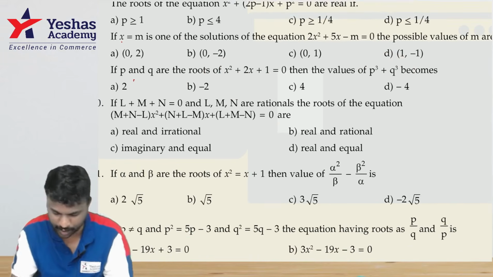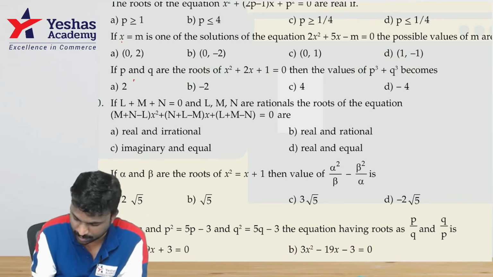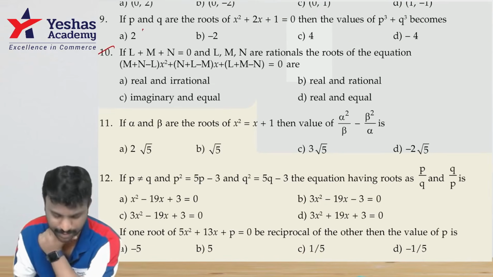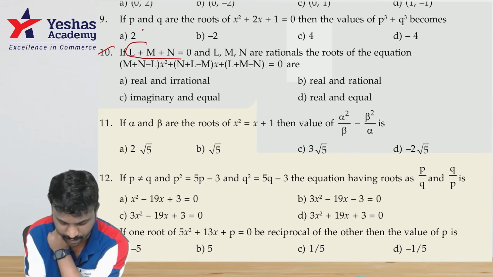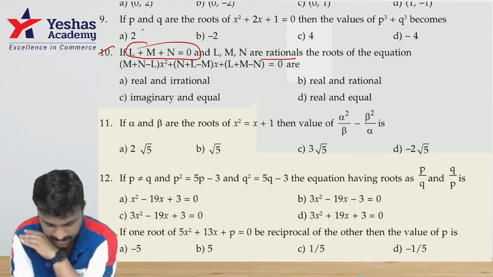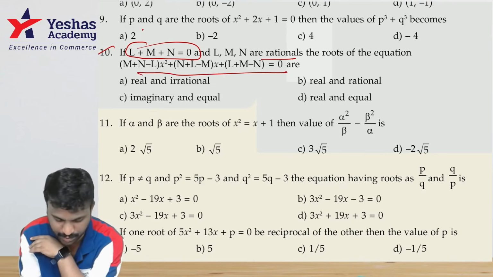Let's move on to the next question. Question number 10. Sorry. As I said, L plus M plus N equal to 0. L plus M plus N equal to 0 and L, M, N are rationals. Now, the roots of this equation are what?